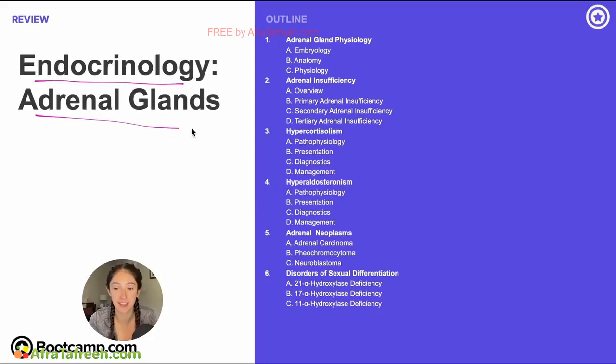Welcome back to your endocrinology chapter. In this section, we'll be talking about the adrenal glands. So we'll start out with going over some of the anatomy and physiology. We'll then talk about adrenal insufficiency, hypercortisolism, so what happens when you have too much cortisol, and then we'll talk about what happens when you have too much aldosterone. We'll go over some of the neoplasms associated with the adrenal glands, and then we'll talk about disorders of sexual differentiation that can occur as a result of problems with the adrenal glands.